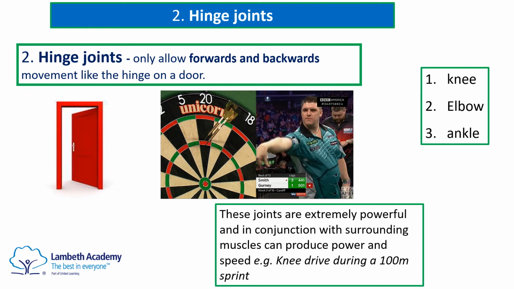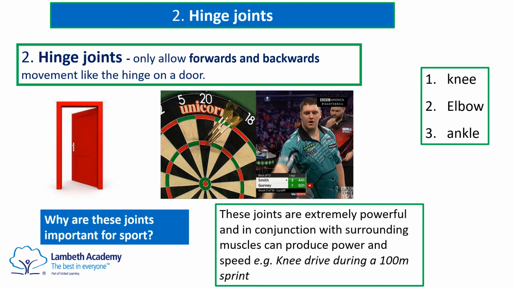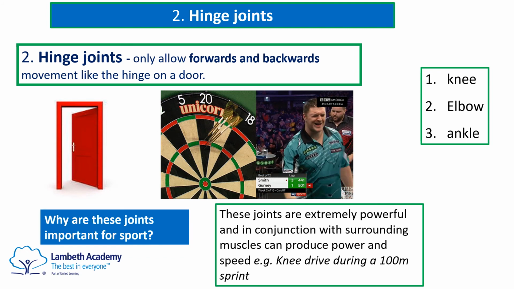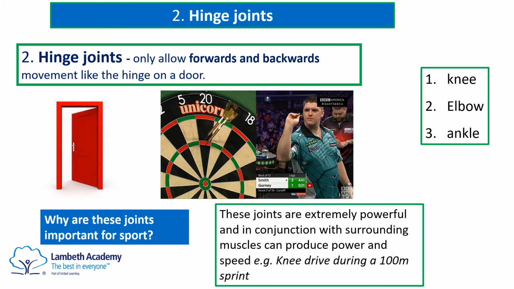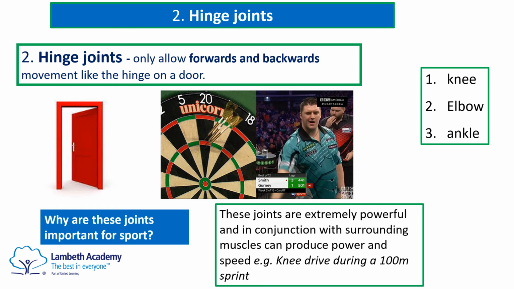Another example of a hinge joint being used in the body is somebody that's throwing a dart, as you can see on this picture. It's just that straightforward action of the elbow that's just opening and closing as that dart is released. So please get down your sporting example. You can either use a sprinter driving their knee upwards or somebody throwing a dart, and that would be at the elbow.